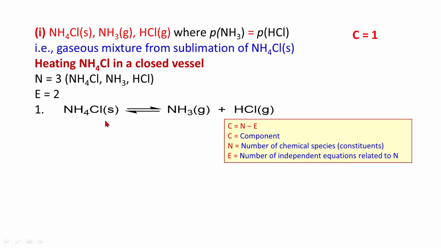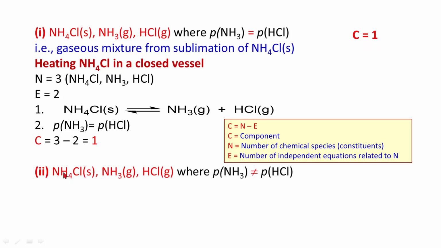One is ammonium chloride dissociates to ammonia plus HCl. Second is partial pressure of ammonia is equal to partial pressure of HCl. Therefore, C is equal to 1. Number of components is equal to 1.